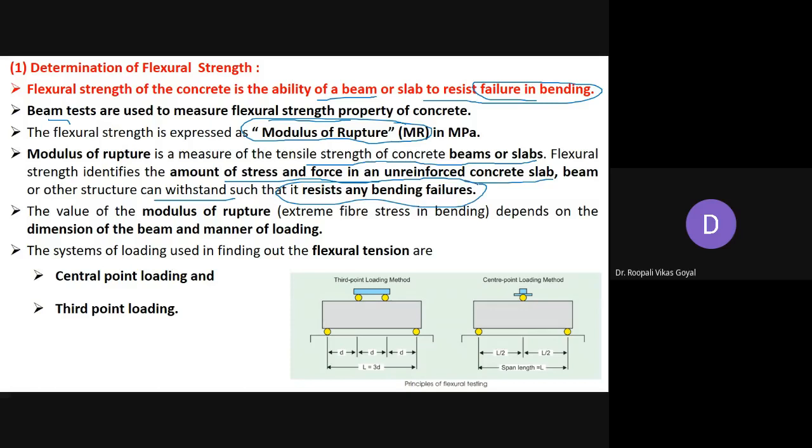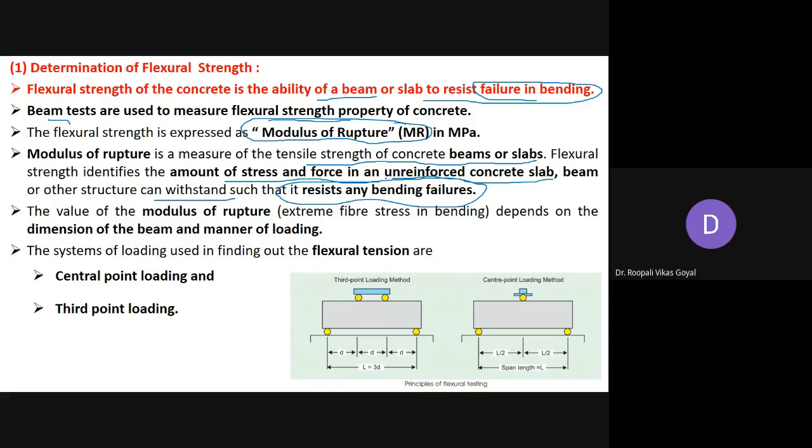So just in simple terms, you can say that it is used to find out the tensile strength of a beam or slab specimen under bending. Okay, so that is the ability of the beam or slab to resist the failure under bending.